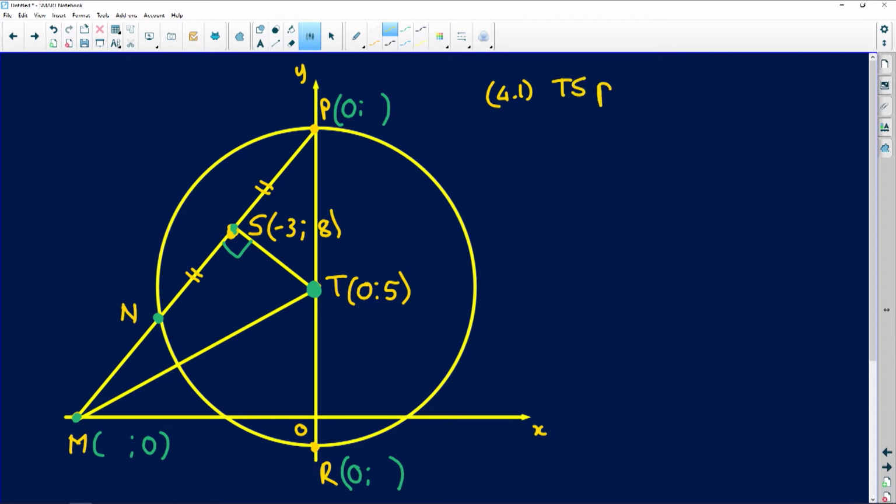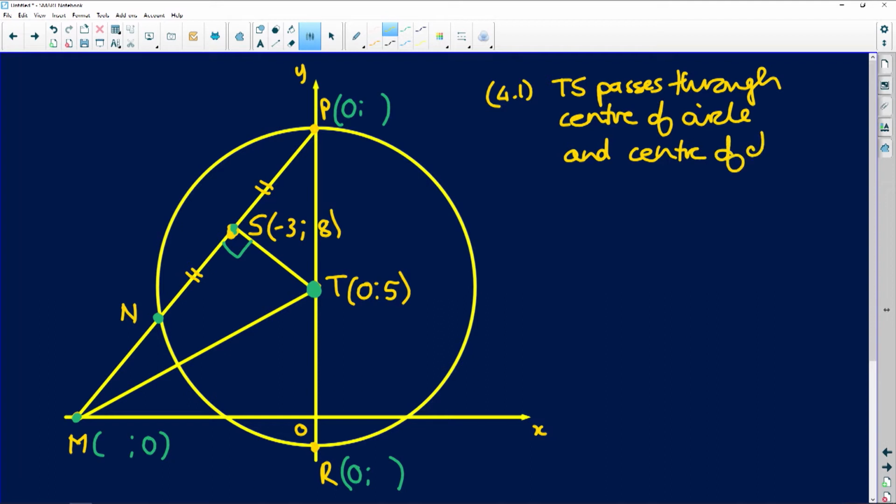TS passes through the center of the circle and the center of the chord. Therefore, ST is perpendicular to NP, and that is basically your reason. A line that passes through the center of the circle to the center of the chord does so perpendicularly. It's for 1 mark. Okay, 4.2.